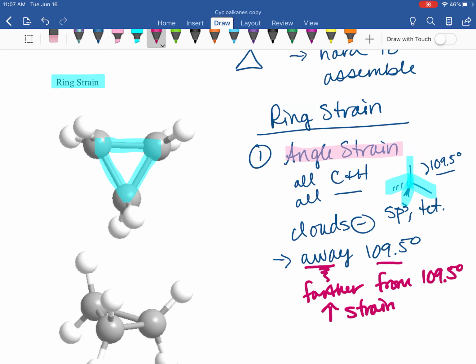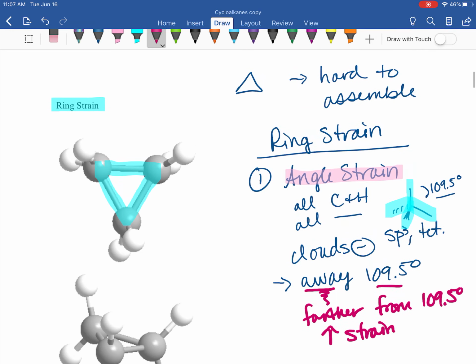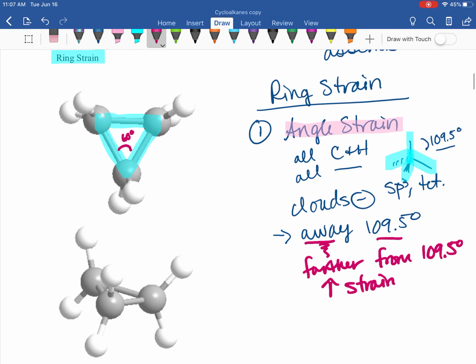So let's take a look at our cyclopropane. This is what you felt when you tried to put that together. That angle is actually 60 degrees. That is quite far away from 109.5, so there is a lot of angle strain. Now, is that strain so high that you don't see these ever? No, but they're actually somewhat rare. You've got to work at having a cyclopropane because of that strain energy. They're not super common.